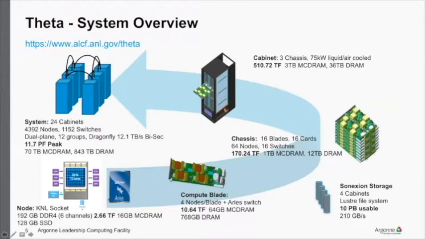1,152 Aries switches, 12 groups. If you're interested in properties of the network, the Dragonfly topology, there are 12 groups on the machine, and total bisection bandwidth of 12.1 terabytes per second. And so again, a lot of memory, a lot of solid-state disk drive on the machine. And so this really does offer, again, to repeat myself, some unique capabilities in the data and learning space, as well as simulation.